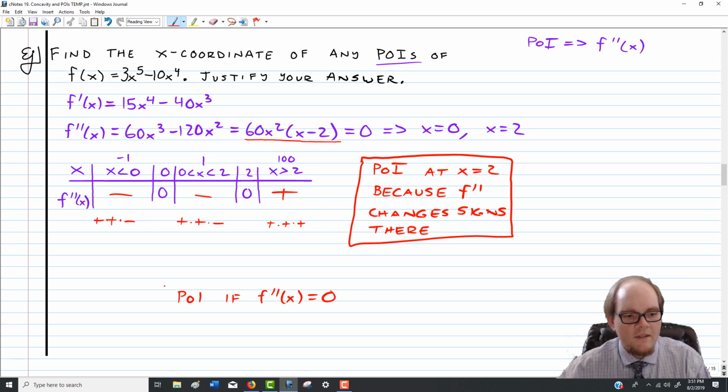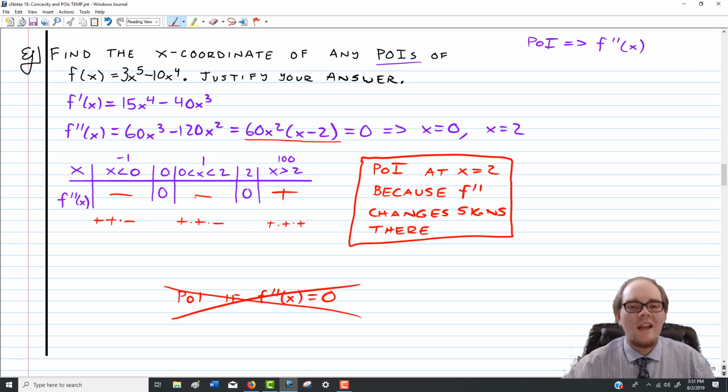The reason for that is it is possible that you could have a spot where the concavity does not actually change signs, but the second derivative is momentarily equal to 0. Now it's a valid question to ask what this actually looks like, to see if that might help you realize why we only have the one point of inflection.